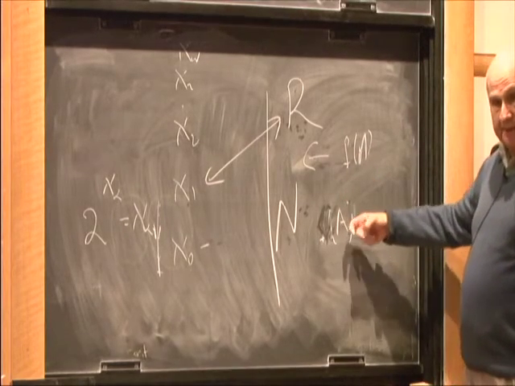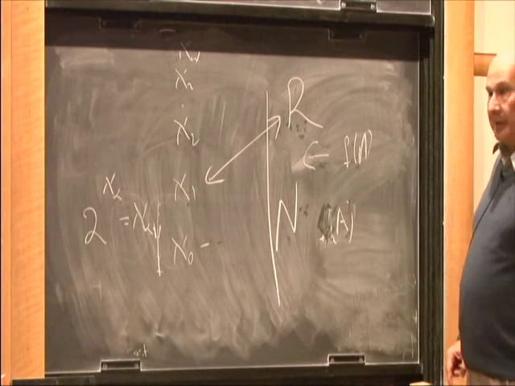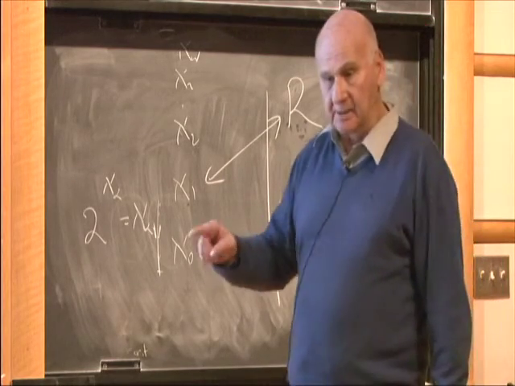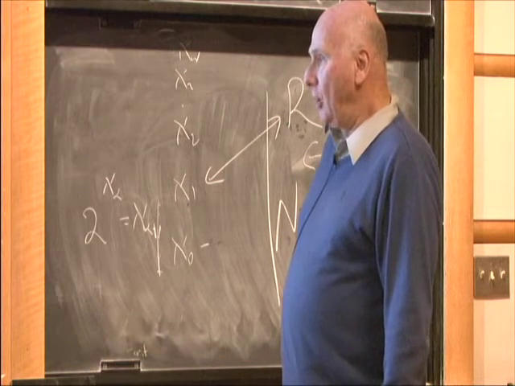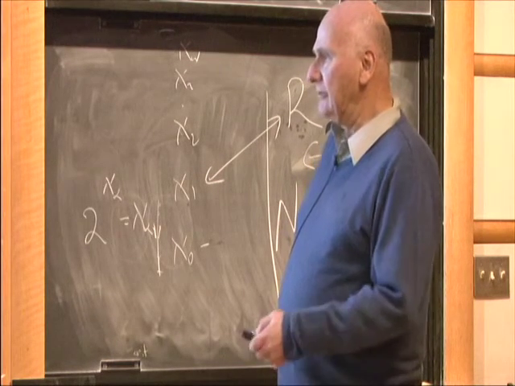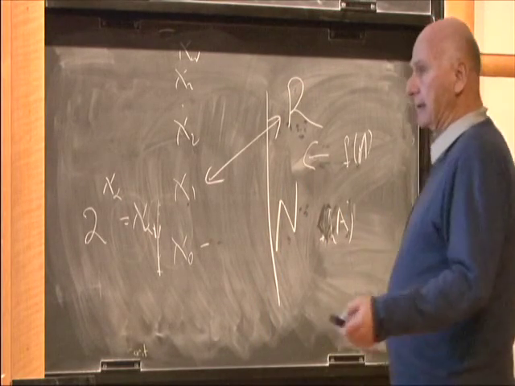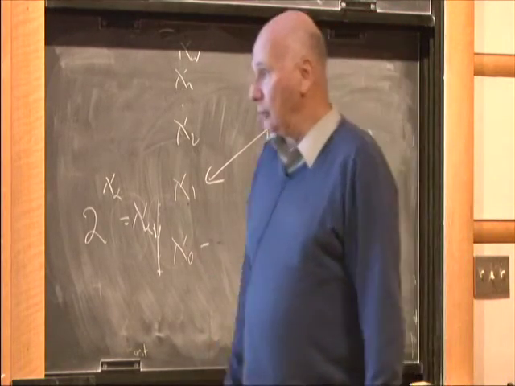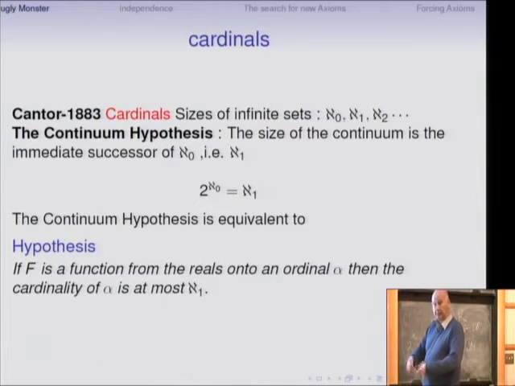That every subset is either of cardinality less or equal than this one or this one. By the way, in this case, for the generalized continuum hypothesis, it's equivalent. This version of the generalized continuum hypothesis does imply the axiom of choice. Now that's equivalent to the following statement, at least under the axiom of choice: if you have a function from the reals onto an ordinal, which is something that represents a well-ordered set, then the cardinality of that ordinal is at most Aleph 1. You cannot map the reals onto the second cardinal here.